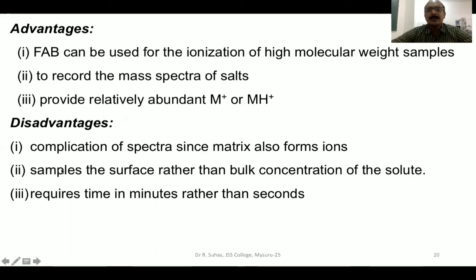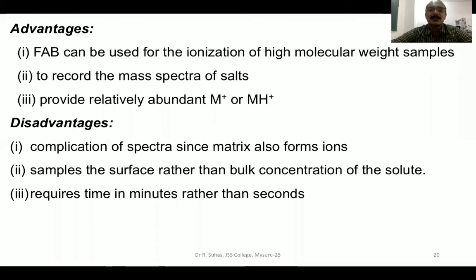When you take the sample mixed with matrix and subject it to fast atom bombardment, the bombardment takes place only on the surface, not inside the molecule. That is, the bulk of the molecule is not undergoing ionization. That means FAB cannot be used for quantitative measurement of the sample, and it is roughly for qualitative measurement. FAB requires time in minutes rather than seconds, whereas in EI or CI the entire process takes place in a few seconds, that is 10 raised to minus 8 to 10 raised to minus 10 seconds, whereas FAB requires time in minutes.